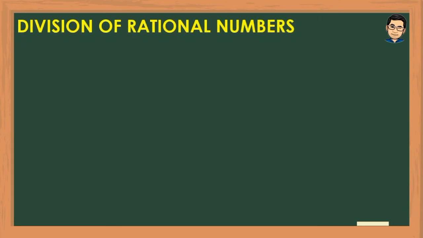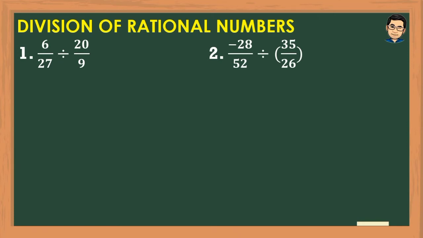Let's now move on to division of rational numbers. So number 1, 6 over 27 divided by 20 over 9. So gaya nga nung sinabi dun sa rule, kailangan natin kunin yung reciprocal ng divisor, the one that is being divided. So, magiging 6 over 27 times the reciprocal of 20 over 9, that is 9 over 20.